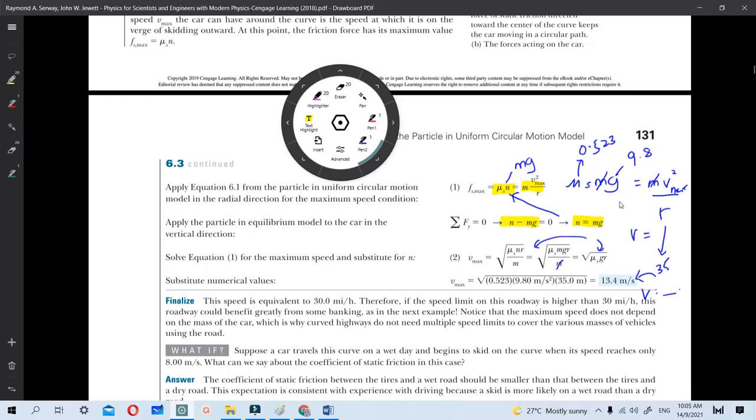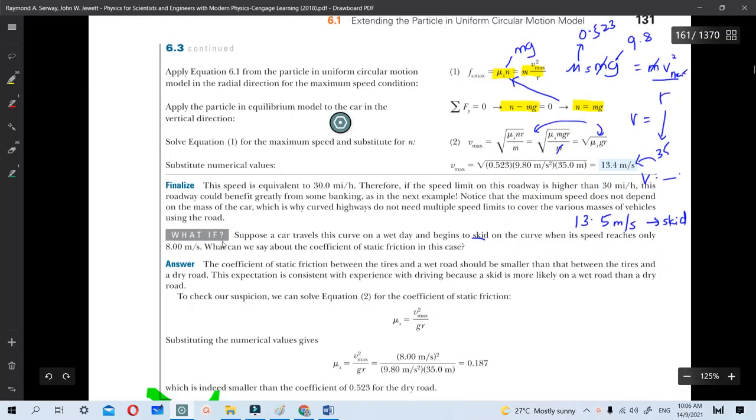So in short, the car can travel only up to a maximum of 13.4. If it goes to 13.5, for example, then the car will skid. Okay, begin to skid. So yeah, tangential to the circumference. If the question asks, if it does skid, in which direction? Tangential to the circumference. Alright, let's look at the what if here.